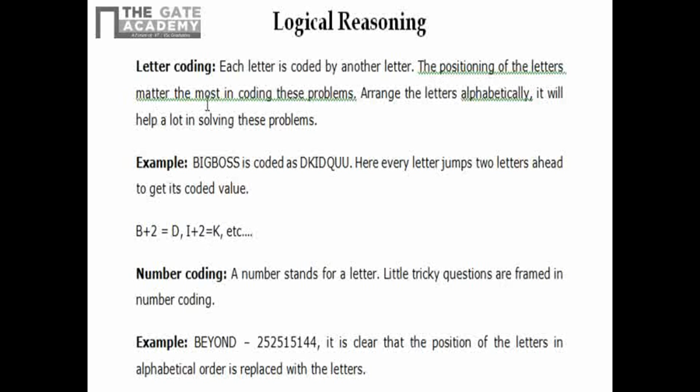The meaning of this is A is equal to 1, B is equal to 2, or it can be in reverse order also, like A is equal to 26, B is equal to 25, and so on. For example, Big Boss is coded as DKI DQUU. So if you can see here, every letter jumps 2 letters ahead, so you can decode this coding.